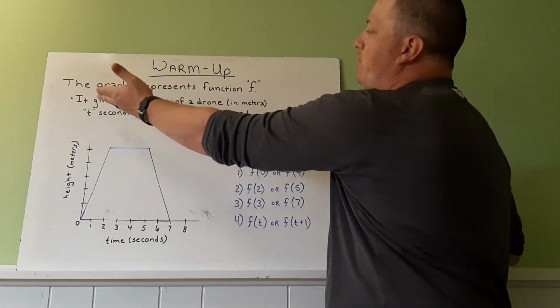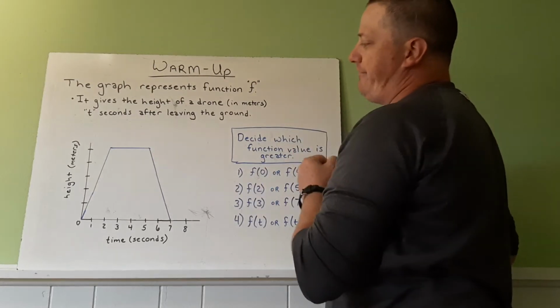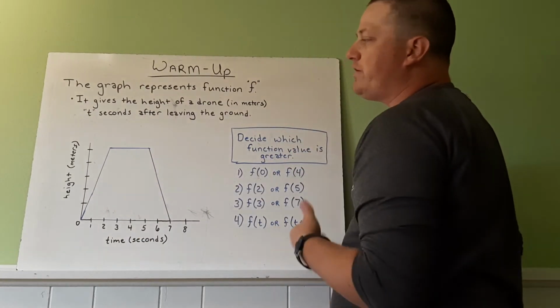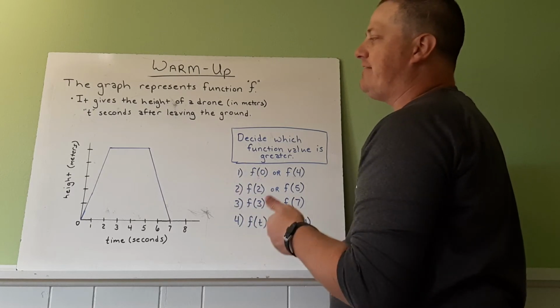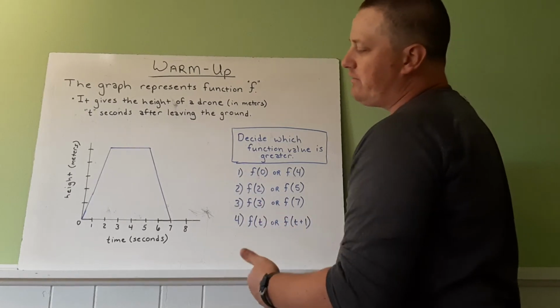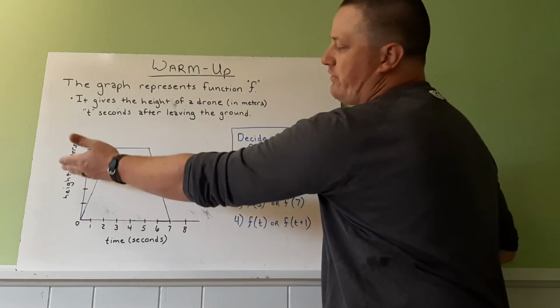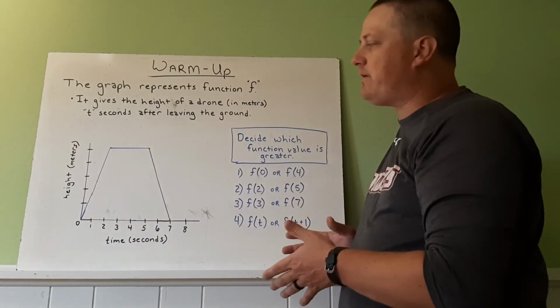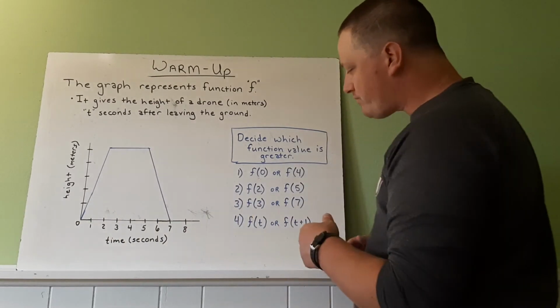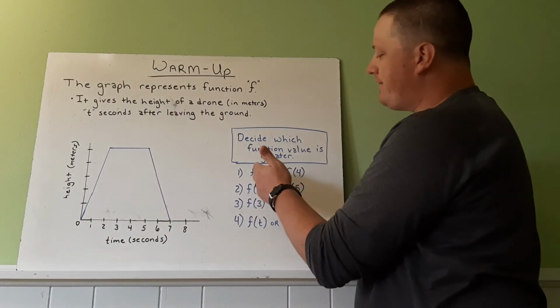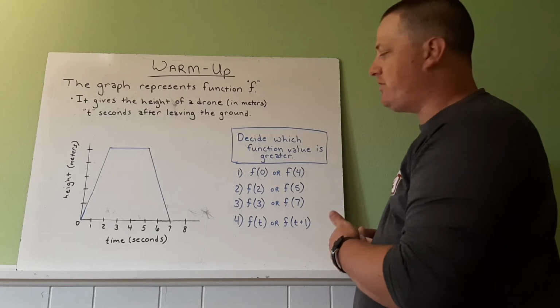So, the graph represents function f. So this is function f, which is telling us the height of a drone in meters t seconds after leaving the ground. So here we have the height. Notice no numbers. It's not really what's important here. And then we have seconds, t. So we need the times to figure out the function notation.